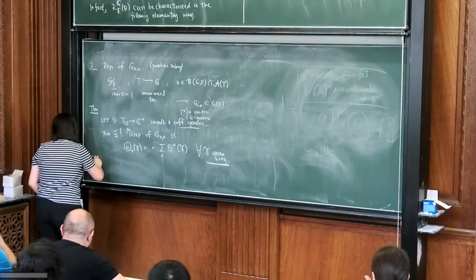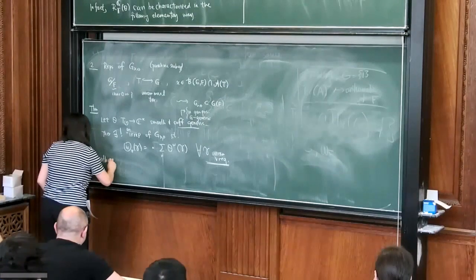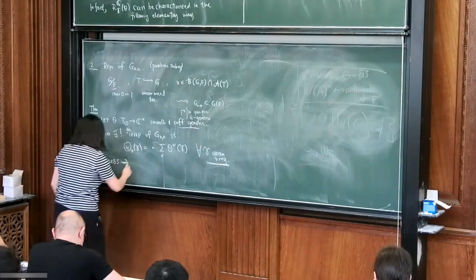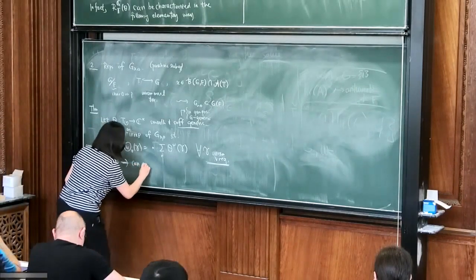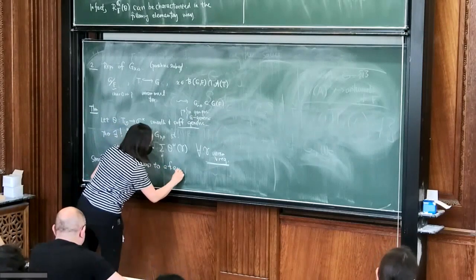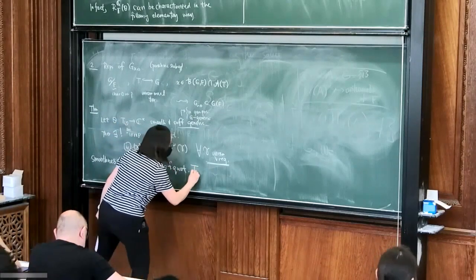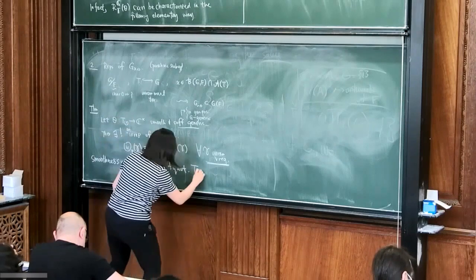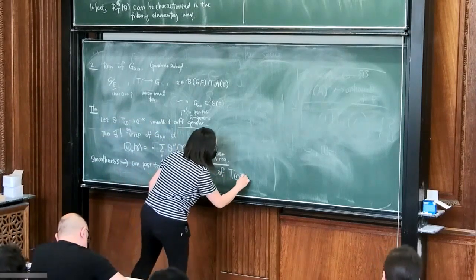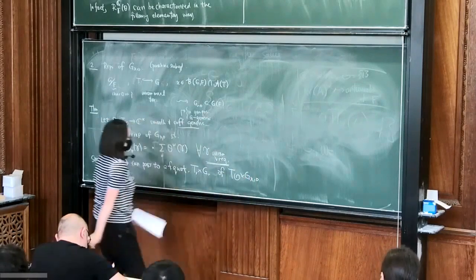So the smoothness implies that we can pass to a finite quotient, which I'll call T_r cross G_r. This is a finite quotient of T_0 cross G_x^0.